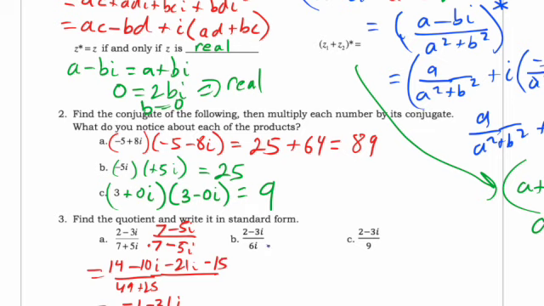Now here you can multiply by the conjugate, negative 6i, but actually if you think about it, you just need to multiply by i, because that will make it real in the denominator. So we multiply by i, we get 2i plus 3, right? i times i is negative 1, so in the denominator we're going to get a negative.